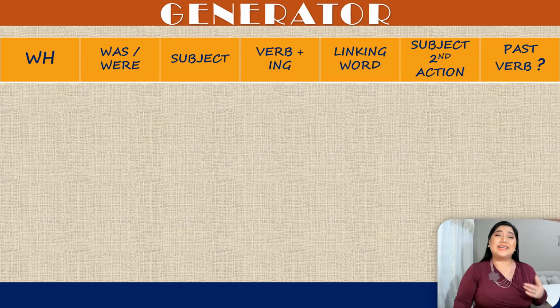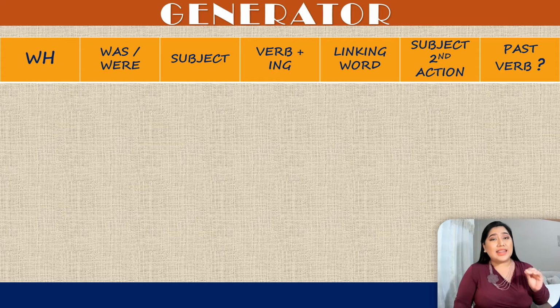And after that, a subject. So the subject could be a noun or a pronoun. You know, you, we, they, I, he, she, it, your mom, your dad. It's up to you, the subject. But don't forget to use the appropriate auxiliary, was or were. And then, of course, the main verb plus ing. Doing, writing, listening, cooking. It's up to you.